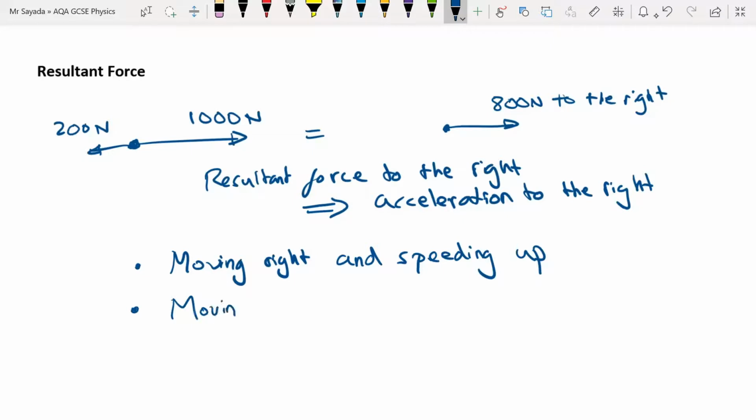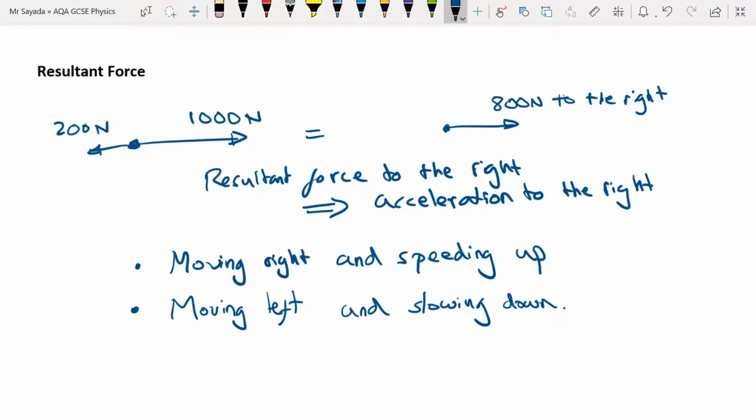Now, if it was moving left and there is a resultant force to the right, what do you think its motion will be doing? Say your answer to the video. Well, if it's moving left and the resultant force is to the right, it will be slowing down. This is a really crucial point that people get confused about. They think, oh, there's a resultant force to the right, so the thing must be moving to the right. That's just not true. If the resultant force on an object is to the right, it does not mean it's moving to the right. It could be moving to the right and speeding up, but it could also be moving to the left and slowing down.